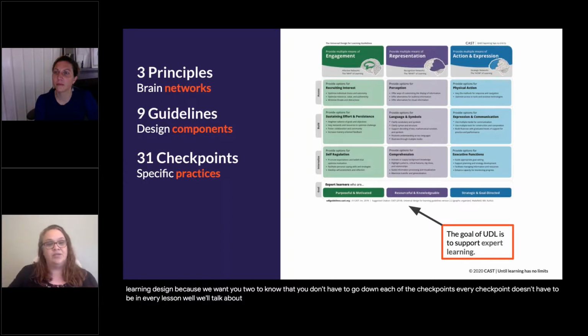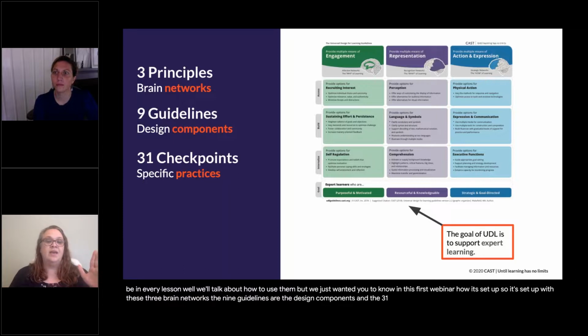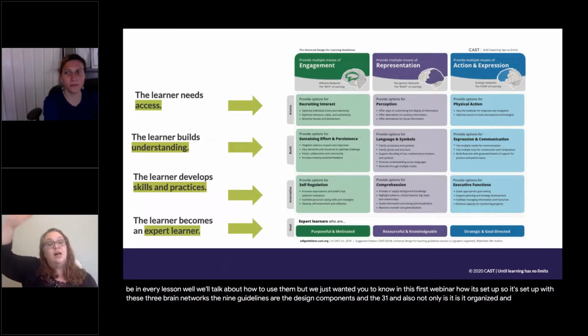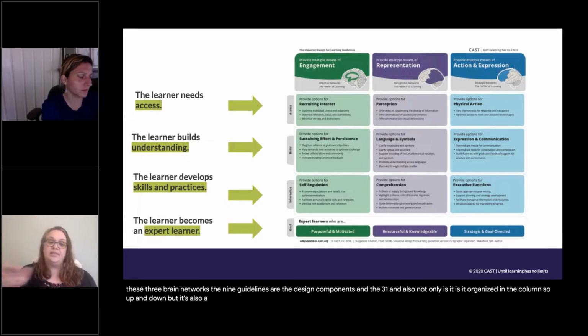We'll talk about how to use them, but we just wanted you to know in this first webinar how it's set up. It's set up with these three brain networks. The nine guidelines are the design components, and the 31 checkpoints are the specific practices. And not only is it organized in the columns, up and down, but it's also organized across.